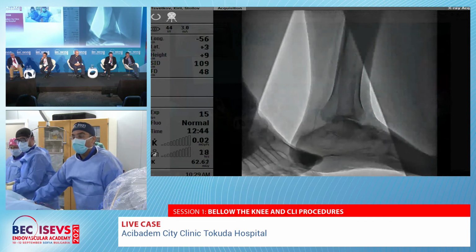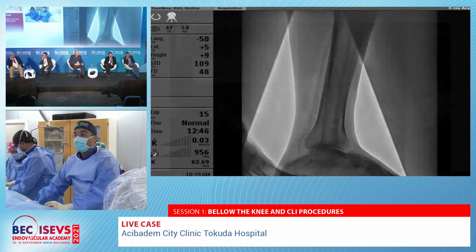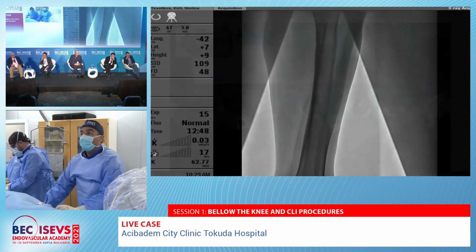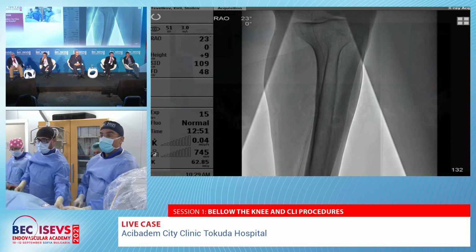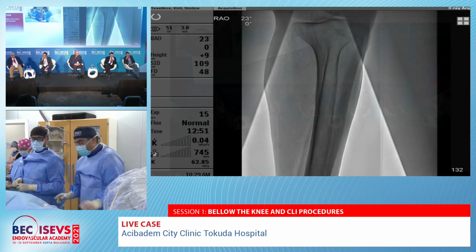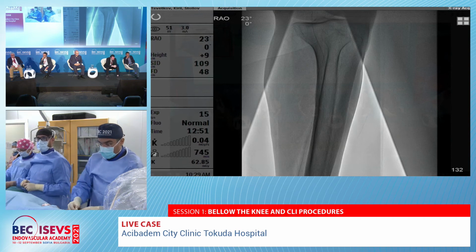Do you plan to use a scoring balloon or chocolate balloon? Yeah, probably chocolate balloon, but we will see now how it looks. Do you have the chocolate? Yes, we have chocolate 580.